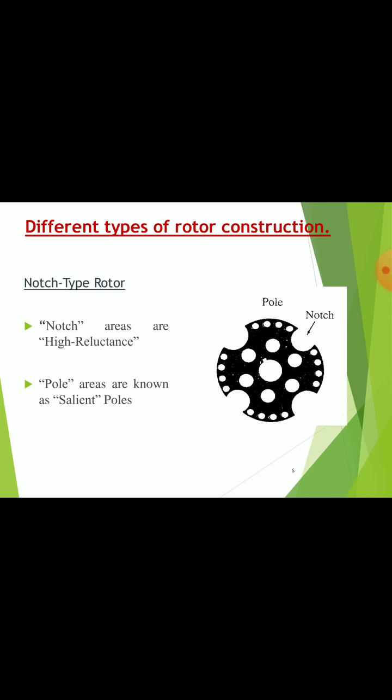Pole areas are known as salient poles, that is minimal reluctance. Notch area, there is more air gap, therefore high reluctance.